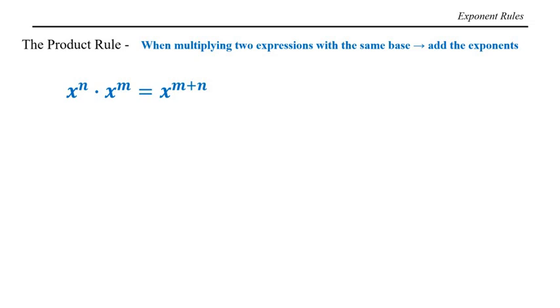So an example to show how that works is if we had 2 to the power of 3 times 2 to the power of 4, using the product rule, that would be equal to 2 to the power of 7.